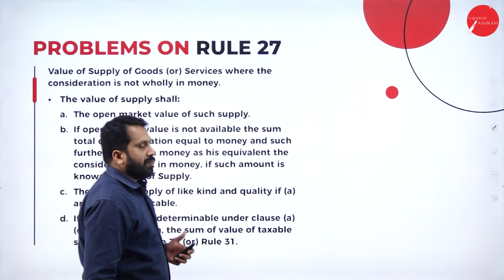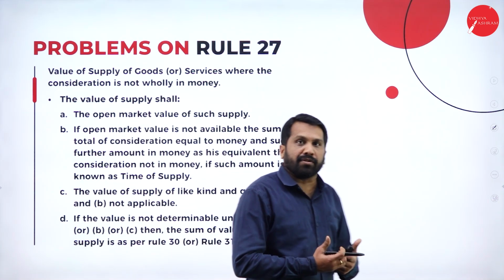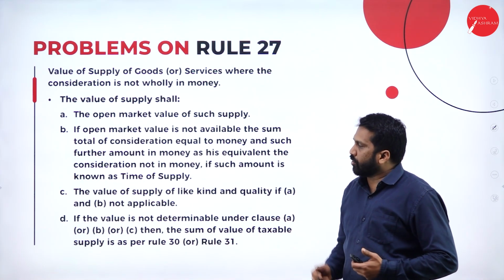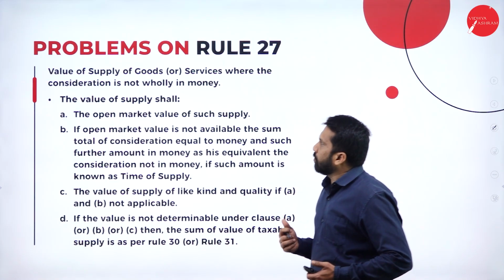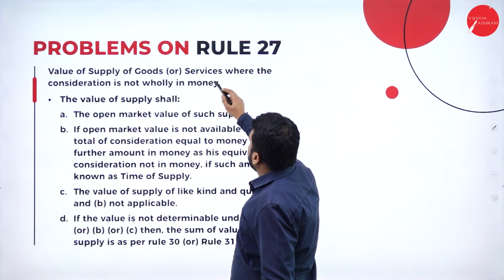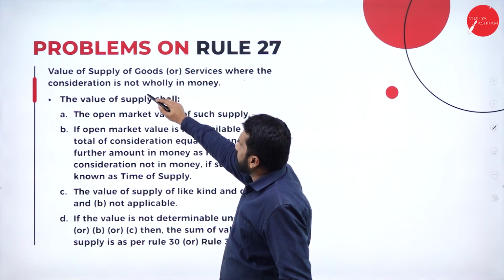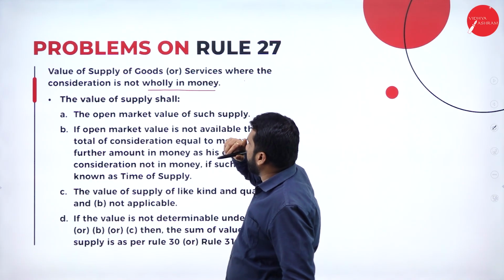12,73,000. Now, this is how you are supposed to calculate. They have mentioned that the 1% additional discount you have to ignore. So, we have ignored. Now, value of supply of goods or services where the consideration is not wholly in money.